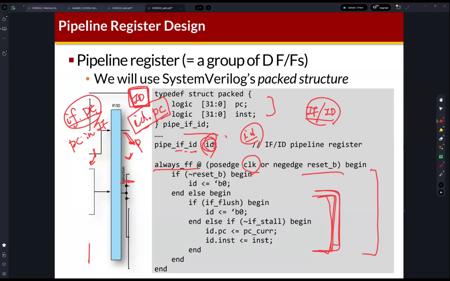So you can find that this pipeline register receives two control signals, because sometimes we need to flush the signals, which means that we need to make a bubble, right? For what? So when does this pipeline register make a bubble?